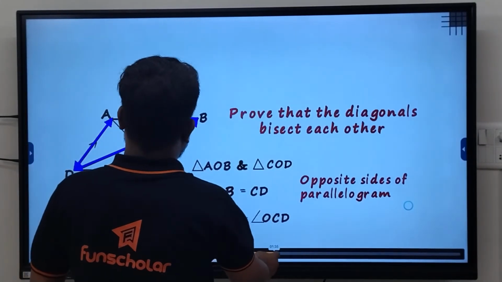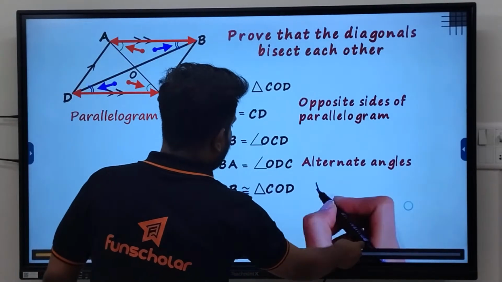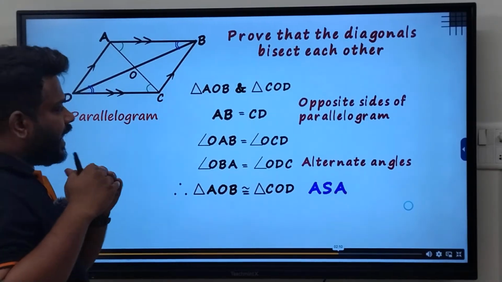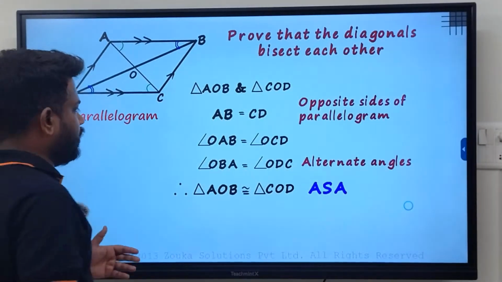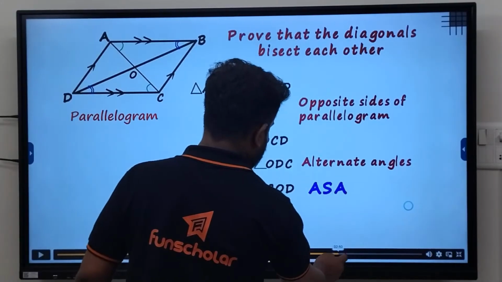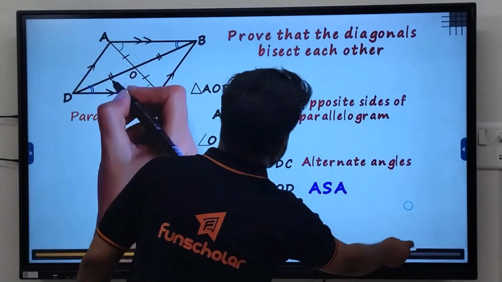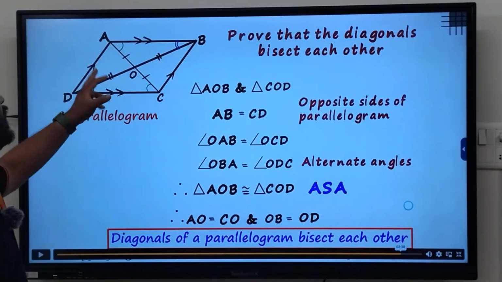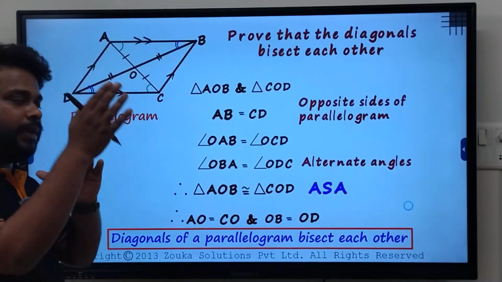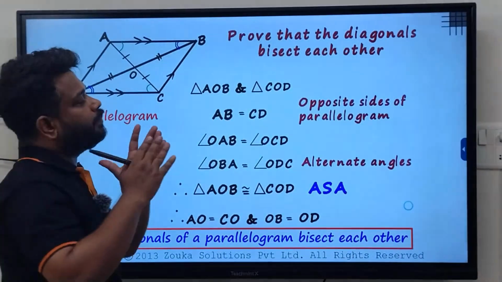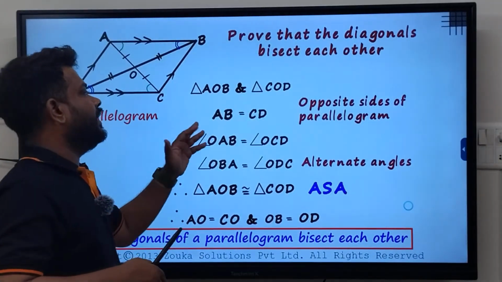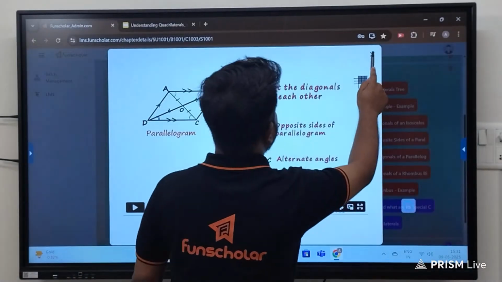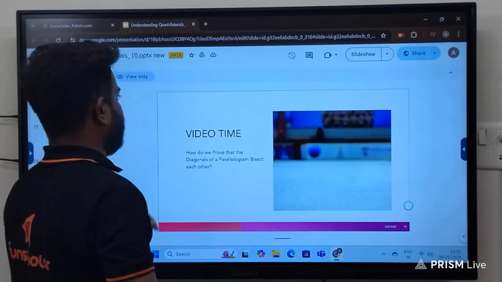So from this video we have learned how, using the alternate angles and the opposite sides of a parallelogram, we can prove that diagonals bisect each other. And to prove this one we have to just make sure that they are bisecting perpendicularly. If they bisect perpendicularly, then the diagonals will be equal to each other. Okay, and this rule will be followed for rhombus as well.